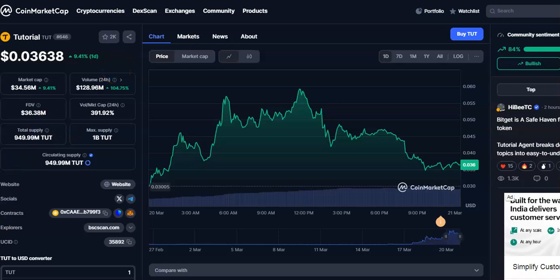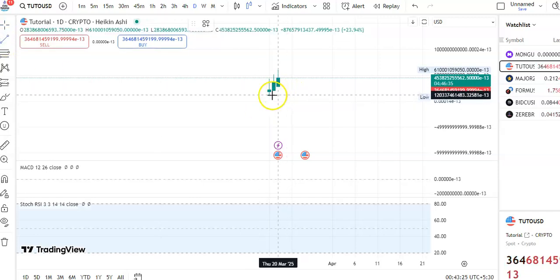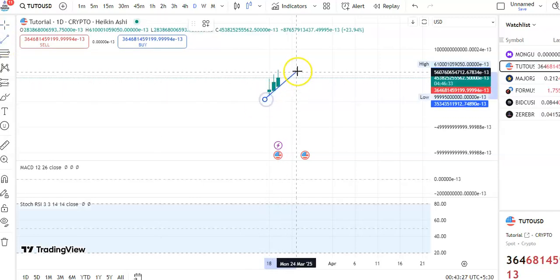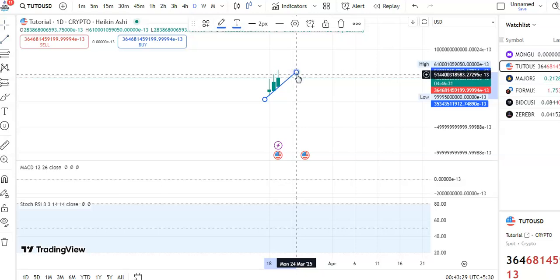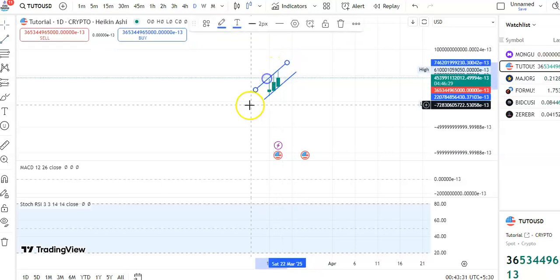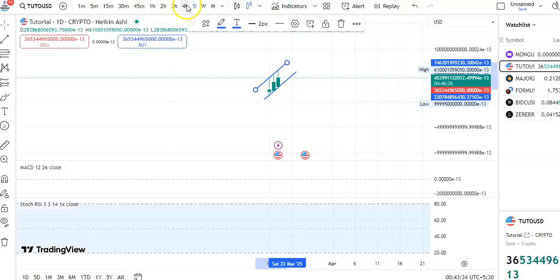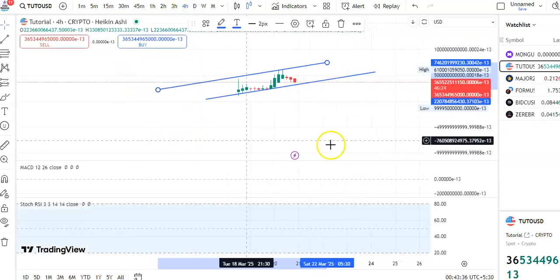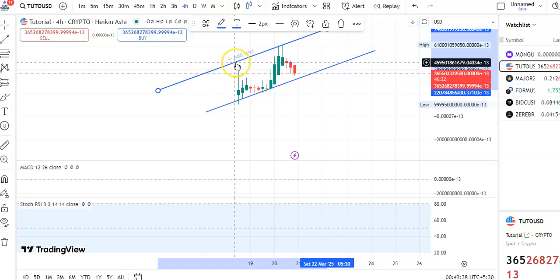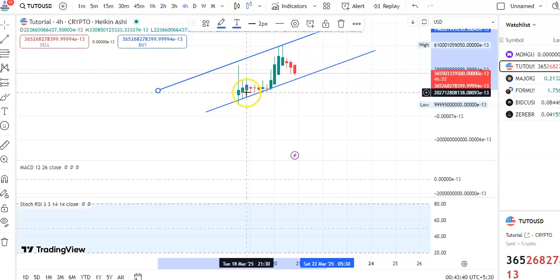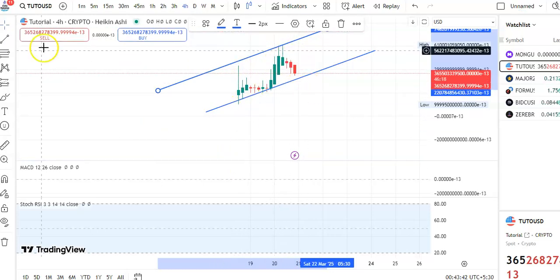So now I'll go to the chart. So you can see that I'm in the daily chart. So let us draw the trend line. You can see this is the support trend line and this is the resistance trend line. Okay, so continuously the candles are moving in an upward direction. So if you go to the 4-hour chart, you can see after the candle touches the resistance trend line, the fall happened. Again it has gone up, again the fall is taking place.